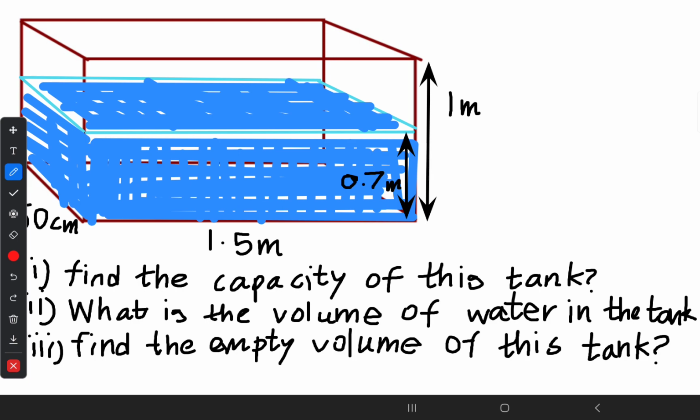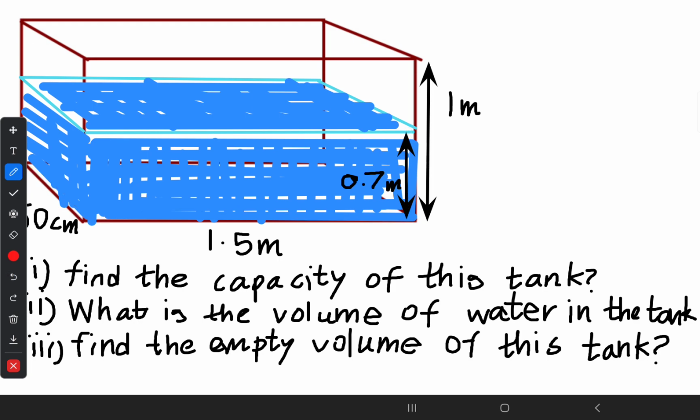To find that, when you pour water into a tank, it will take the shape of the container. Since it is a cuboid shaped tank, the water will be in a cuboid shape as well. So now you should find the volume of the water.